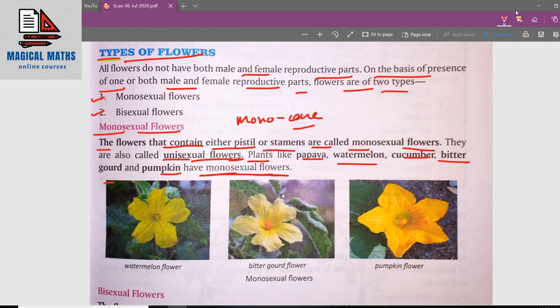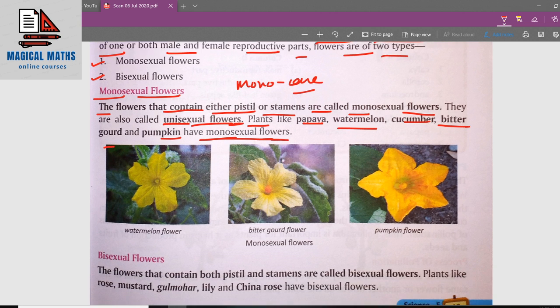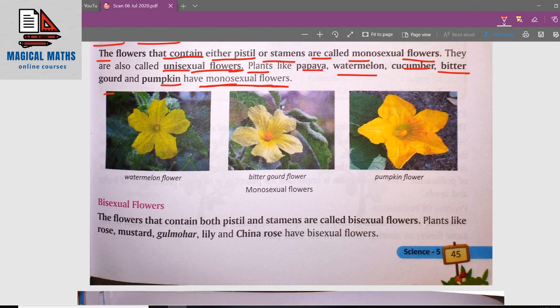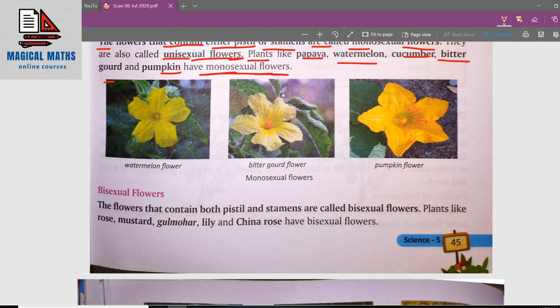Now let us talk about the bisexual flower. But before that, you can watch these pictures. This is a flower of watermelon, this is the flower of bitter gourd, and this is the flower of pumpkin. All these flowers are monosexual or unisexual flowers, because these flowers consist of either male or female reproductive parts, I mean to say only one of them.